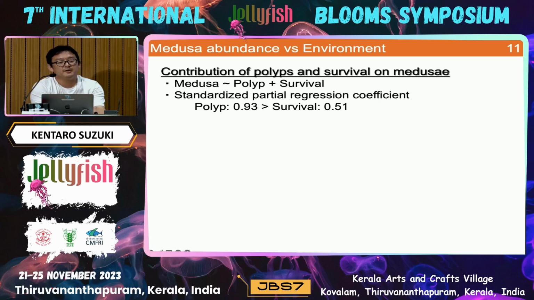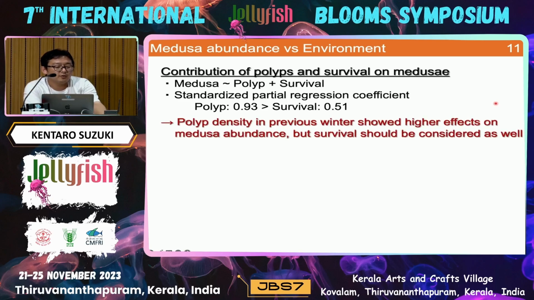Finally, we discuss the medusa abundance. The medusa abundance is affected mainly by polyp density in the previous winter and survival rate after ephyra release. To estimate the contribution of polyps and survival to medusa, we calculated standardized partial regression coefficients. The polyp showed higher coefficients, which means polyps contribute more to medusa, but the coefficient of survival rate is not so low, so survival should be considered as well for the outbreaks.